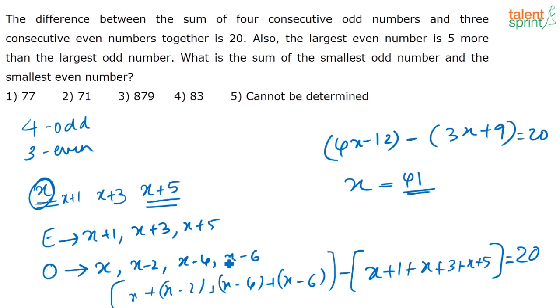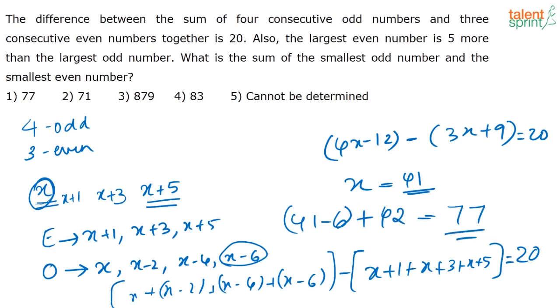Now what is the sum of the smallest odd number and the smallest even number? So what is going to be your smallest odd number? It is x minus 6. So 41 minus 6 is your smallest odd number, and your smallest even number is x plus 1, correct? That is 41 plus 1, that is equal to 42. So that is nothing but 35 plus 42, or that is equal to 77. So that is one way of solving it. So the answer will be 77 for this question.